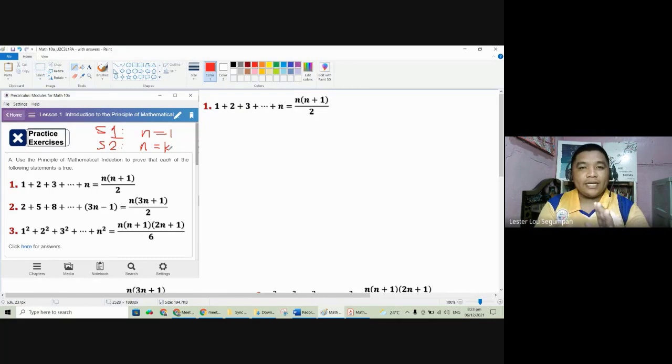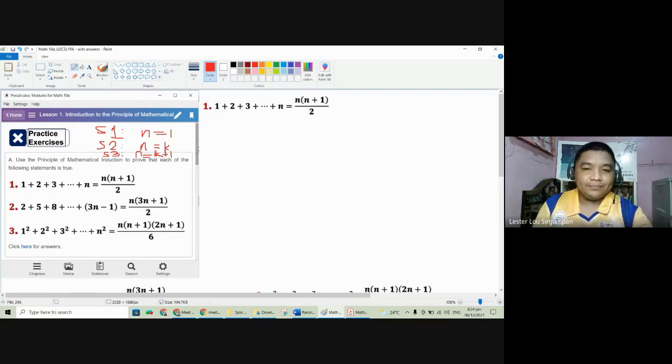Now here comes the difference I told you about earlier, that other references use two steps and some use three, because other references would like to add an additional step here, but generally it's just part of step two. We are going to show now that when n is equal to k plus 1, the identity will still be true. So these are the two or three steps that we need to follow when we are going to prove these identities using the principle of mathematical induction.